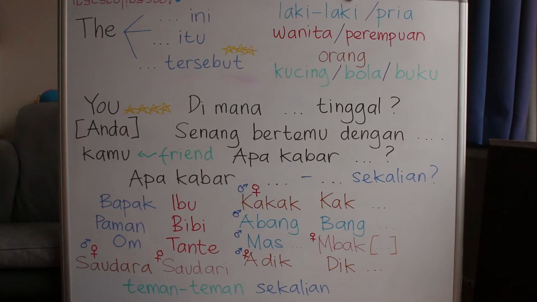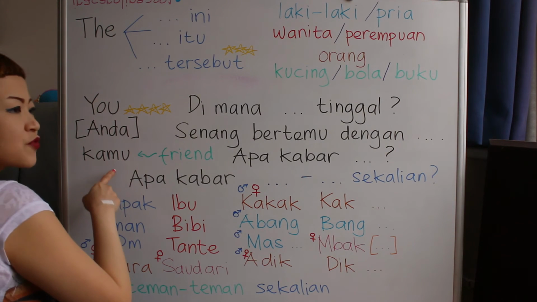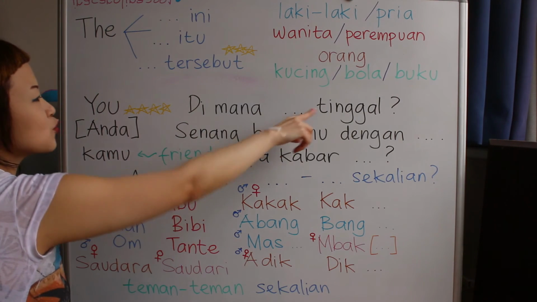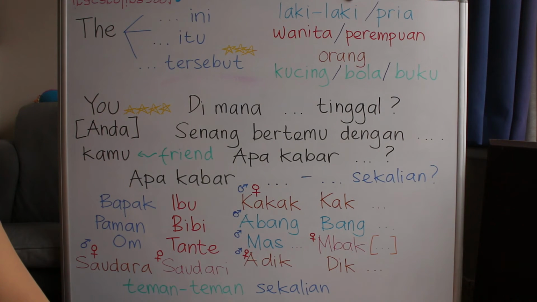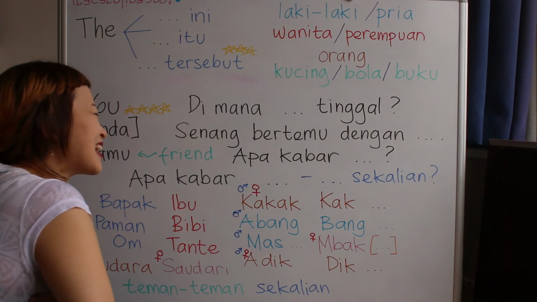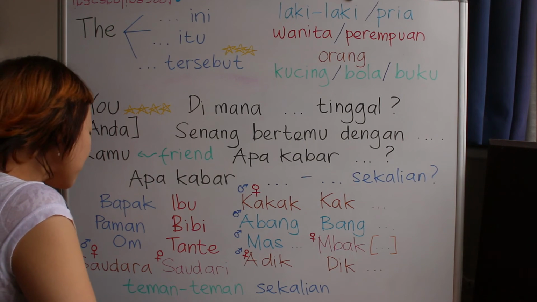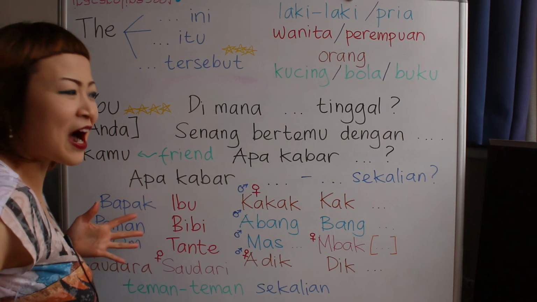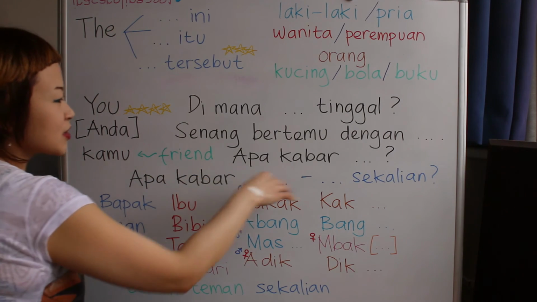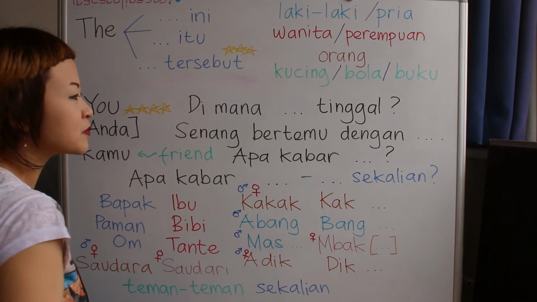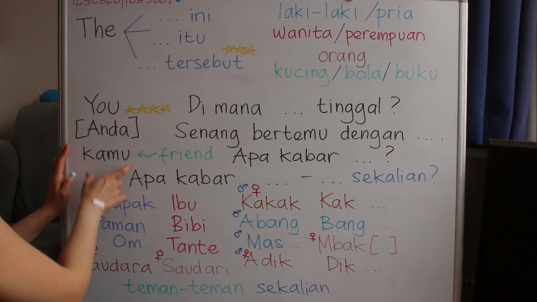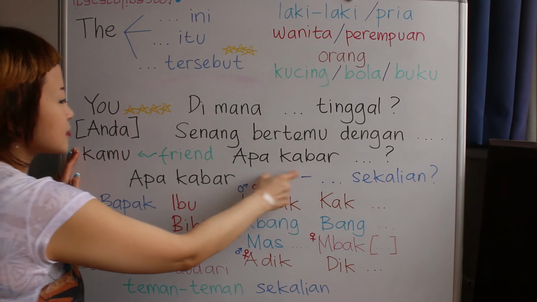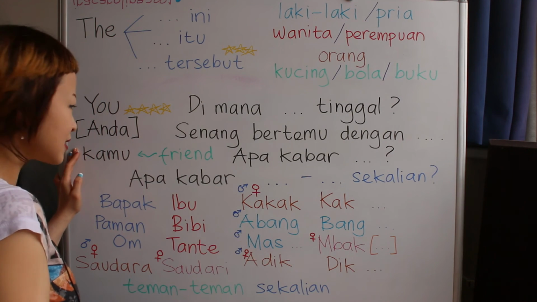And now, kamu is for friend. Di mana kamu tinggal? Senang bertemu dengan kamu. Apa kabar kamu? Sorry. But if you guys, like, how are you? But the you is you guys, more than one. Because this is how are you, but the you is more. In this case, we don't put the kamu sekalian because it's not polite.